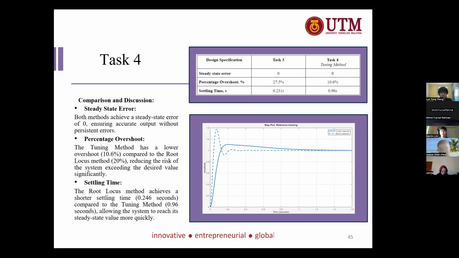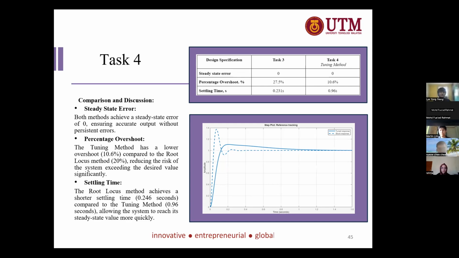Yeah. Next. Okay, so for task 4, which is tuning the PID controller, we use back the KP, KI, and KD from task 3. It is found that after tuning, the percentage overshoot is decreased to 10.6% and the settling time is 0.96 seconds. This is the result. MATLAB thinks that this is the best specification for the control system. But the overshoot is decreased, only the settling time is longer compared to task 3.